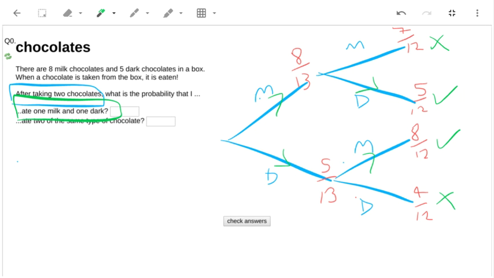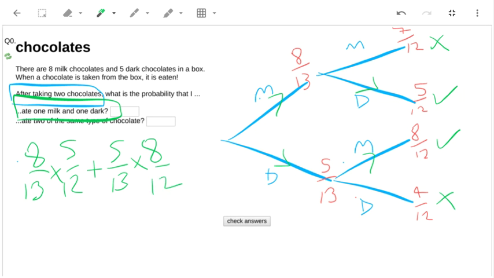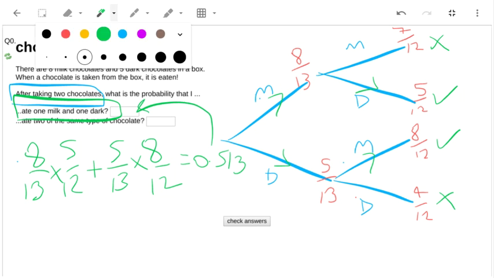So looking at the top route first, I'm going to do 8 over 13 multiplied by 5 over 12. And then I'm going to add that to 5 over 13, I'm looking at the bottom route now, times 8 over 12. If I plug that into my calculator, 80 divided by 12 divided by 13, that gives me 0.513. So that's the answer to that question there.